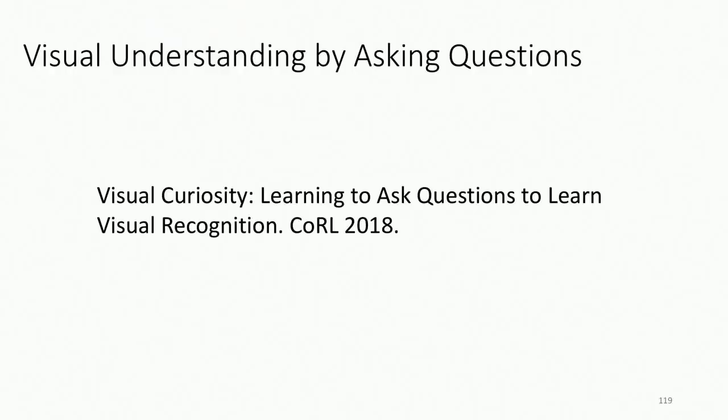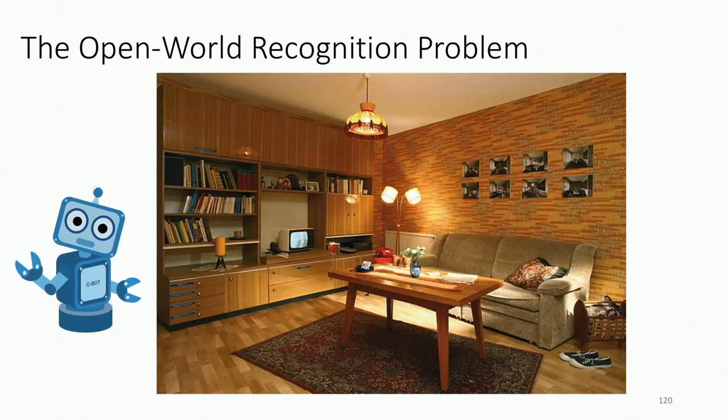Okay, so let's go to another work. Let's see, what if we do not have a good structural visual understanding based solely on the annotations? Then what if we can enable the visual system to interact with humans so that it can ask questions about the entities in the image? So visual curiosity: we want to learn to ask questions for the agent to learn visual recognition. So let's say we have an open world recognition problem like this.